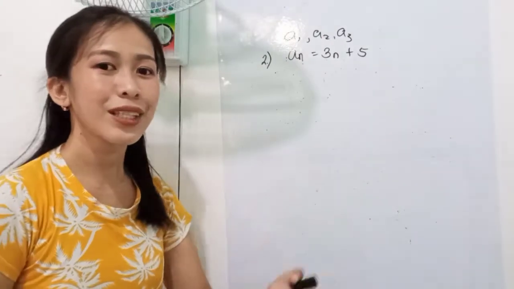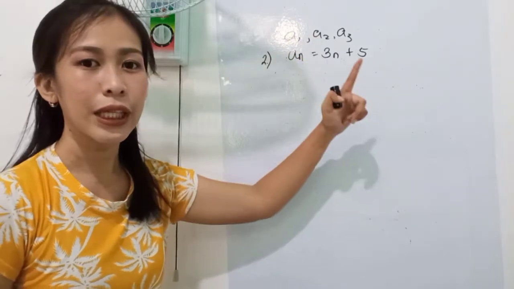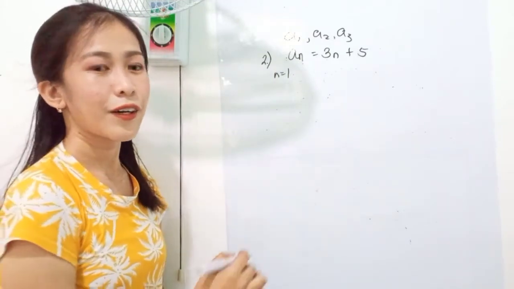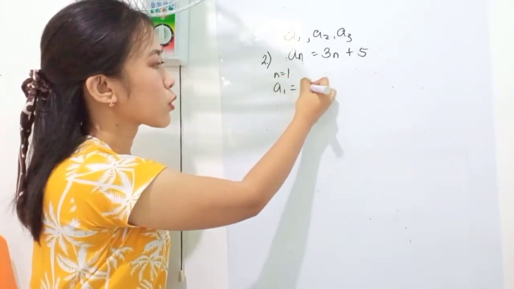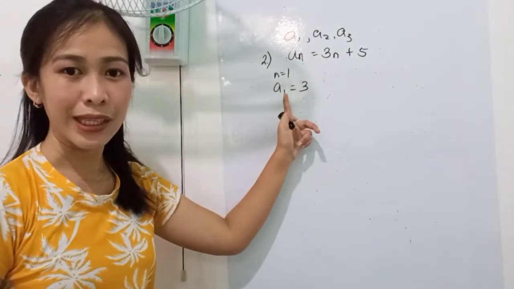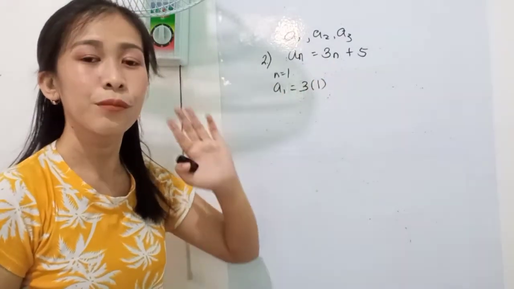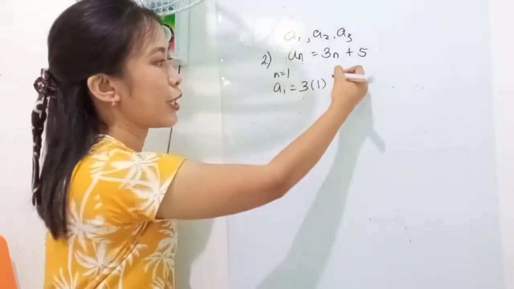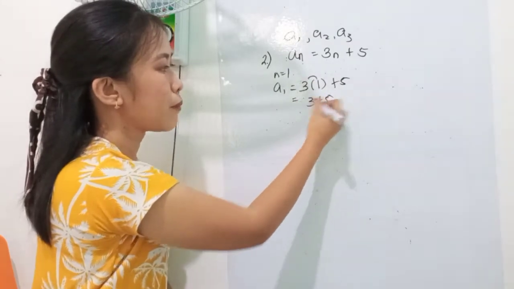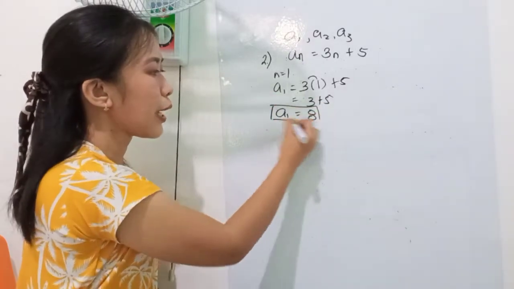Okay, so what we are going to do is, kagaya lang din nung kanina, we're just going to substitute the value of n from a sub 1, 2, and 3. Okay? And then we have first a sub 1, then n is equal to 1. A sub 1 is equal to 3 times n. There is n over here. Therefore, we're going to change this to 1, of course. Then we have 1. And remember, kapag magkadikit, it is always a multiplication. Alright? And then plus 5. Ayan. Therefore, we have 3 times 1 is 3, plus 5 is equal to 8. Okay? Therefore, our first term, or a sub 1, is 8.